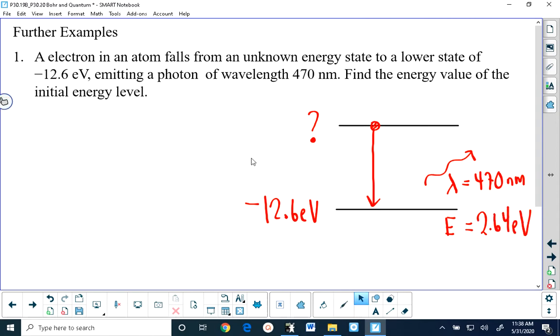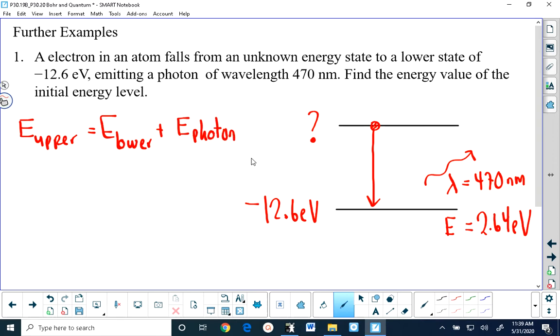Now, how are we going to use this information to find the energy of the upper energy level? Well, the energy of the upper energy level will always be equal to the energy of the lower energy level plus the energy of the photon that was involved. Let me write that down. The energy of the upper energy level will always be equal to the energy of the lower level plus the energy of the photon.